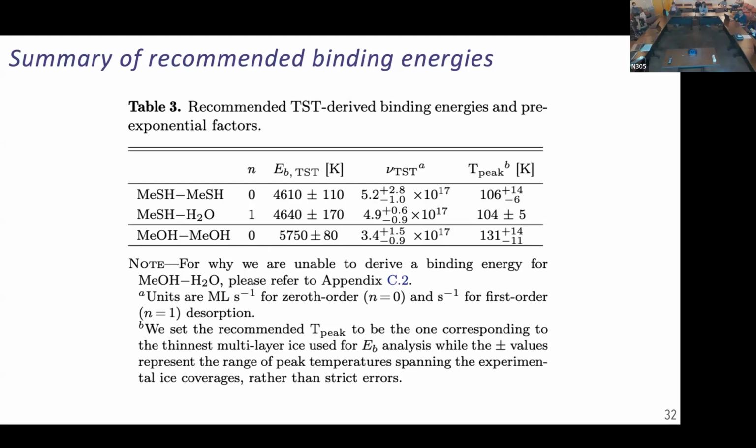Just to highlight, this is one of the tables in the paper, and you have to use both a binding energy and a nu in pairs. You can't just use one or the other if you use it to predict snow lines. So we present both, and essentially it doesn't matter for methyl mercaptan what matrix it's in.